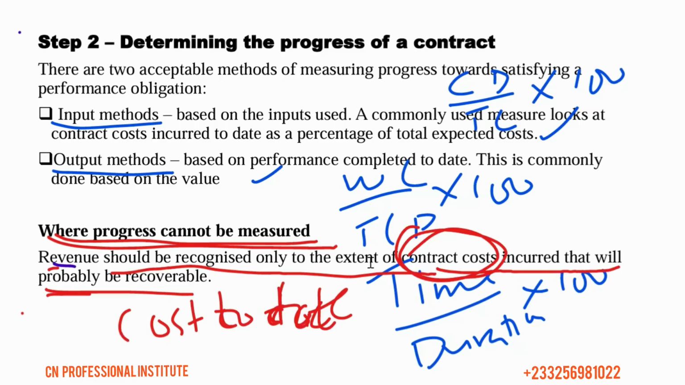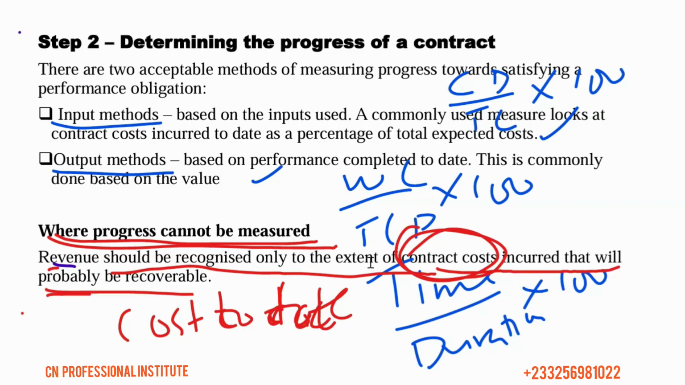If you can't measure progress, take your cost to date as your revenue. If you take your cost to date as revenue, you get zero profit because you are taking cost of sales as revenue. So if cost of sales is 2 million, you use 2 million as revenue, the same as the cost of sales, and you record zero profit. So that's why it says if you can't measure your progress, record revenue in a way that your cost incurred will be recovered. That's what it means.